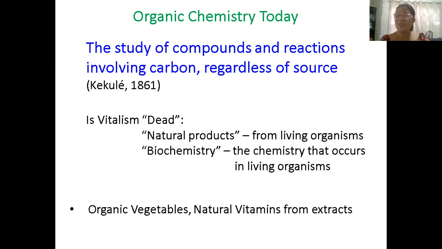For instance, insulin. The original insulin was taken from the pancreas of the pig. If that will happen, for the diabetics now, they would have to kill many pigs and then just take the pancreas in order to get insulin. But nowadays, no longer. Why? Because insulin could already be synthesized in the laboratory. So that is the death blow of the theory of vitalism.